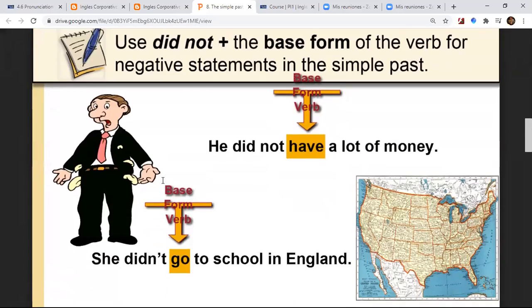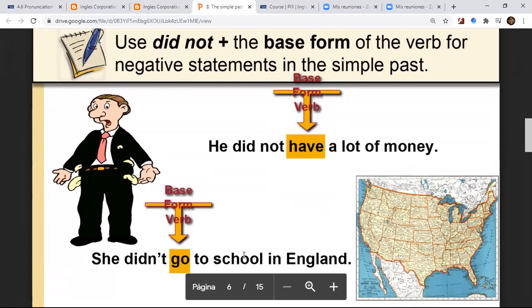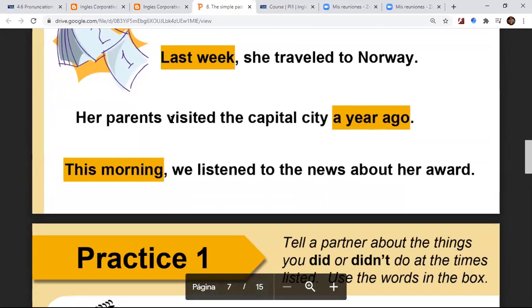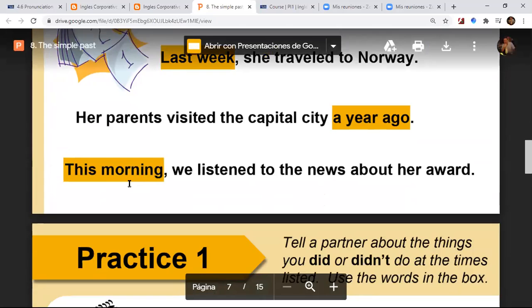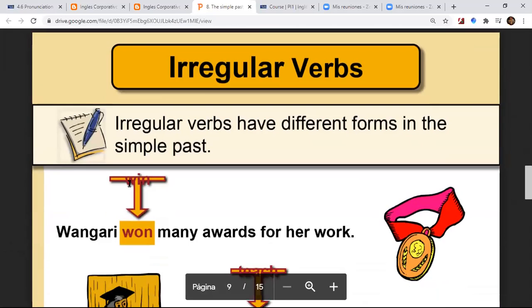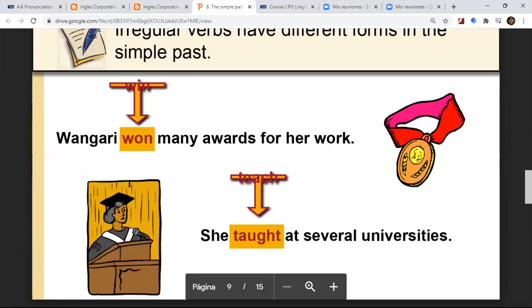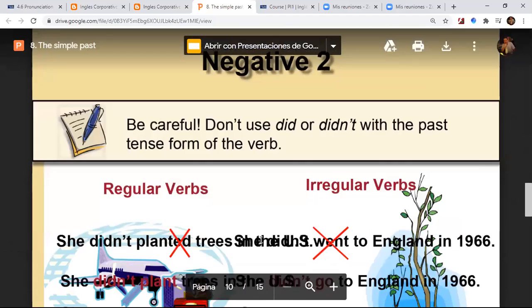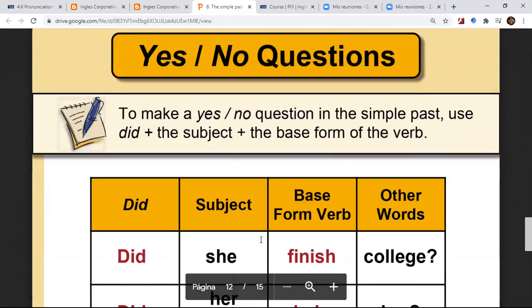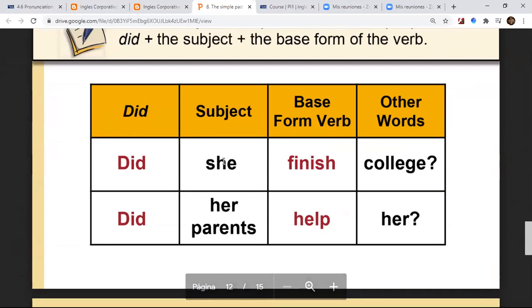Negative. In the negative, we use did not. She didn't go to school in England, right? And time expressions in the past: last week, a year ago, this morning, etc. Practice. Now, irregular verbs. Win, won. Teach, taught. And we have more and more examples. Yes, no question. This is the topic of today. Esto es lo que vamos a ver este día, right?